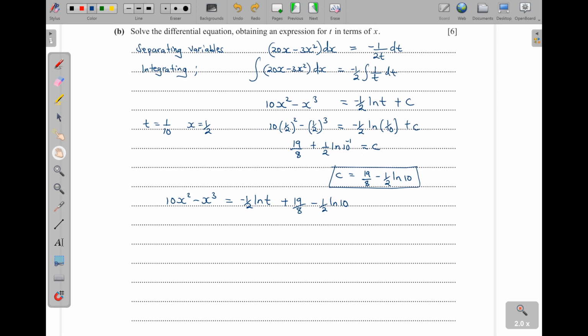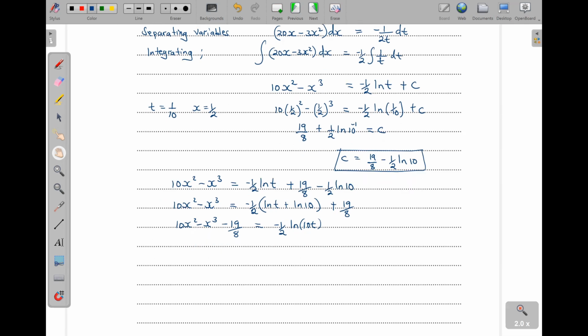So I can put these two that have natural logs together. By factorizing out negative a half, I'll have natural log of t, then plus the natural log of 10, like that, okay? Then I can bring this 19 over 8 to the other side, and it becomes a negative. And then here we have negative a half, then the natural log. Of course, this is addition, so we multiply the powers. Here I can have 10t, okay?